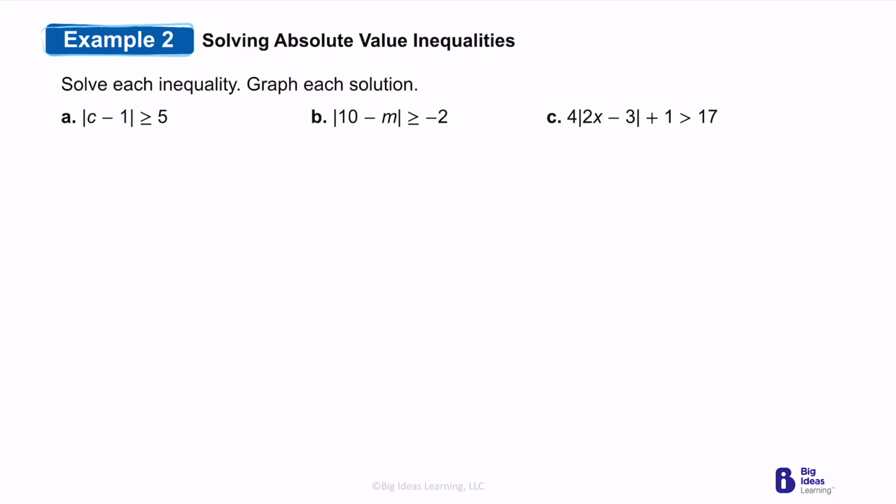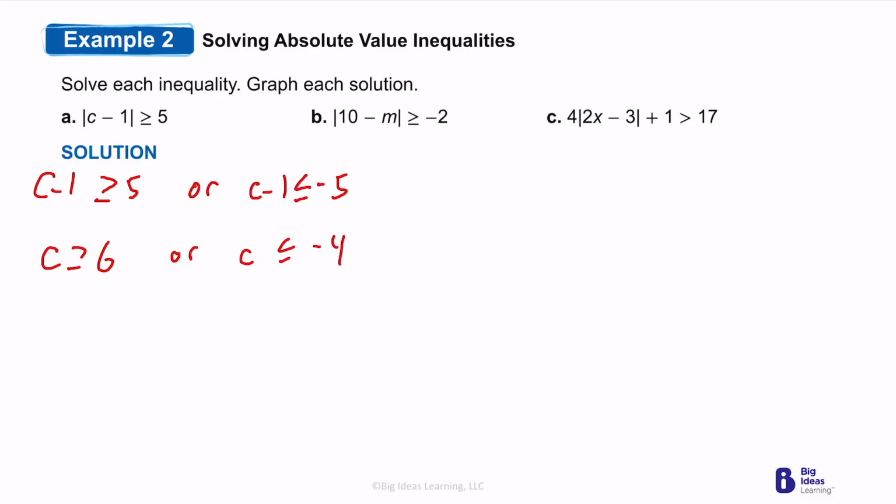So first one here, c minus 1 greater than or equal to 5, or c minus 1 less than or equal to -5. You change it just like that. Solve. So c greater than or equal to 6, or c less than or equal to -4. So to graph this, you have a number line, 0, -4 is over here, 6 is over here. They're both filled in, and it's greater than 6, so right, and less than -4, left.